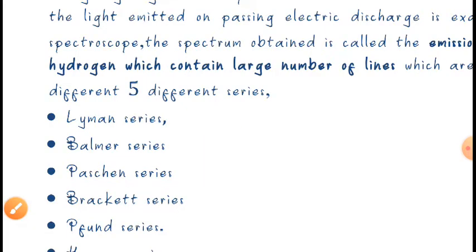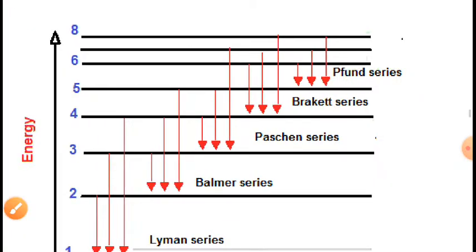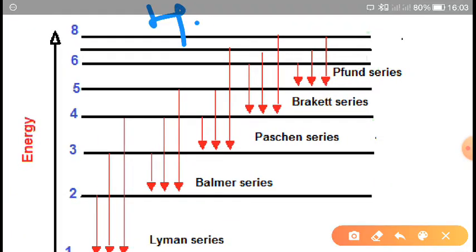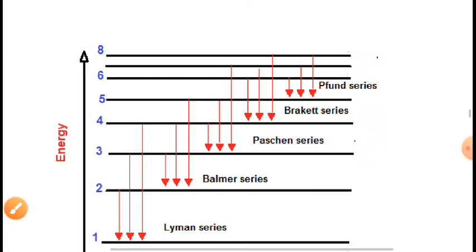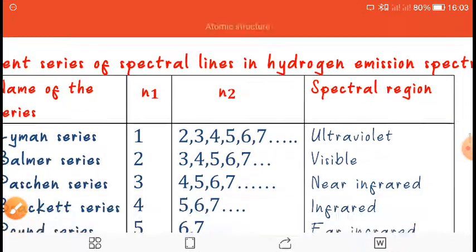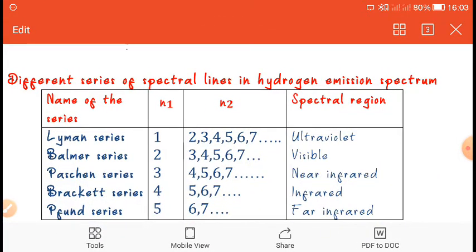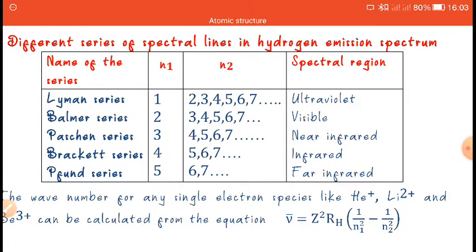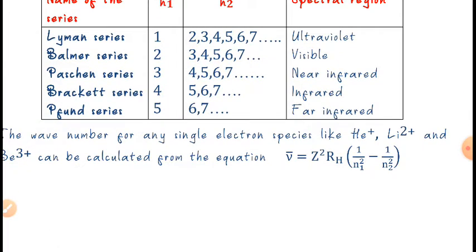Now always remember that the diagram which I have shown here is only for hydrogen, not for any other element. So this was all about the spectrum of hydrogen, or we can say the hydrogen emission spectrum. So you can easily calculate the energy of this region, just like the Lyman series. What we have seen, you will be given one formula.